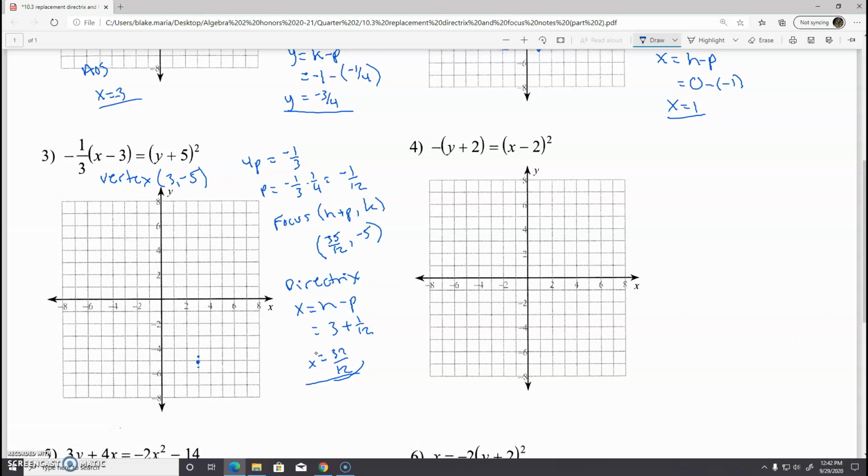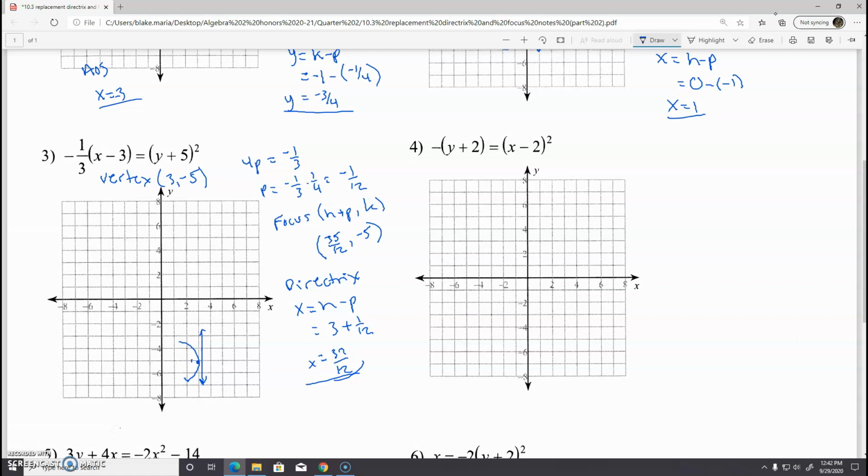Oh, I lied. Let me erase those real quick. Sorry, it was left and right. We're going to go left and right at 12. That sounds better. We already said we're opening to the left, so there's our directrix. And there's our parabola.